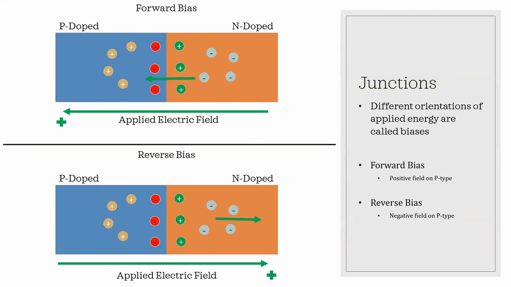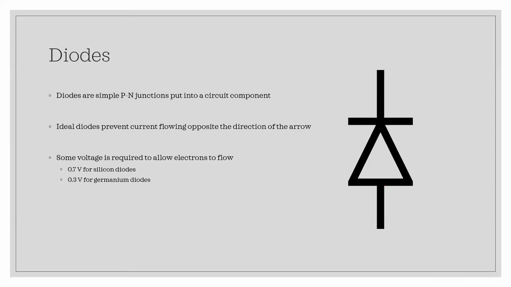The electrons aren't going to want to move anywhere. So nothing happens, no current. And this has some really serious applications in circuit design and leads us to our first semiconductor device, the diode.